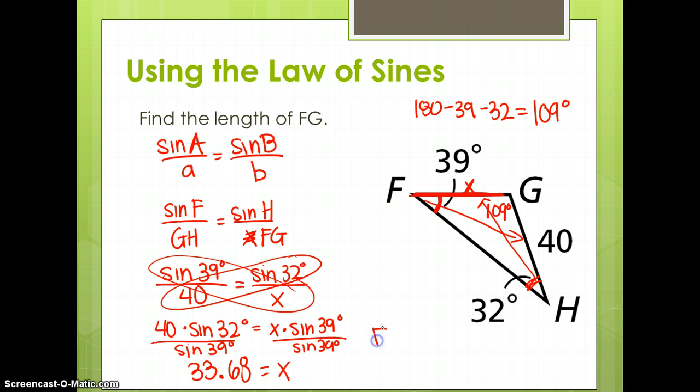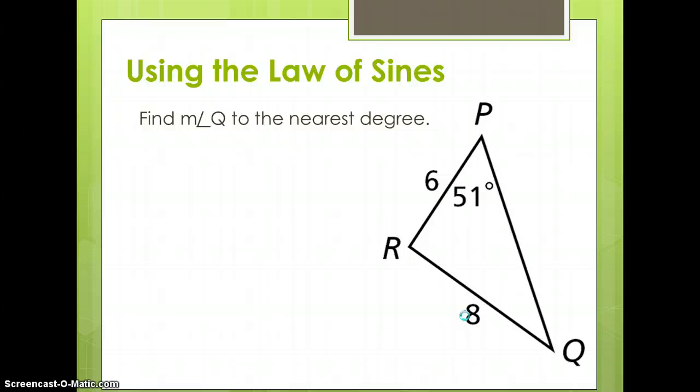So FG is equal to 33.68. Law of sines becomes pretty natural once you practice it a few times. It becomes not too difficult at all. So there's the setup where you're looking for a side, kind of like when we do sine, cosine, and tangent in general. And then there's the setup where you're looking for an angle.